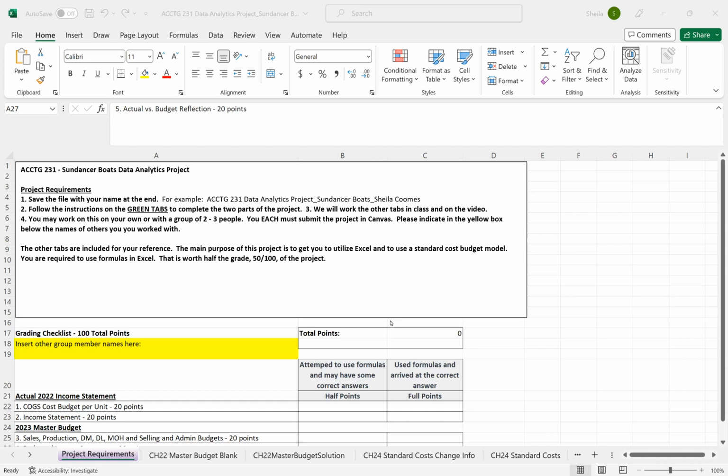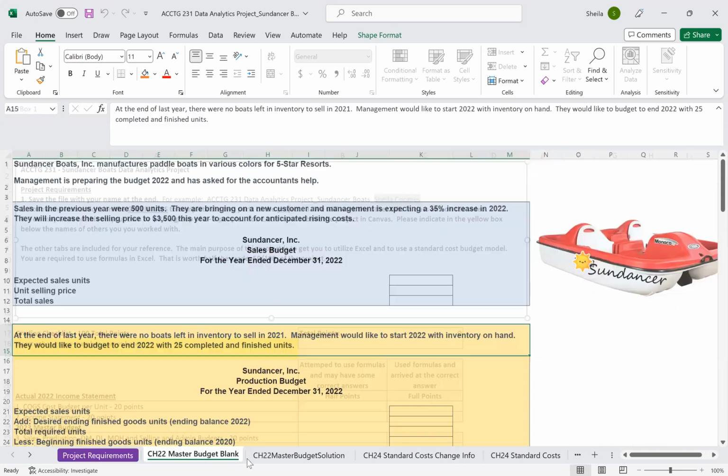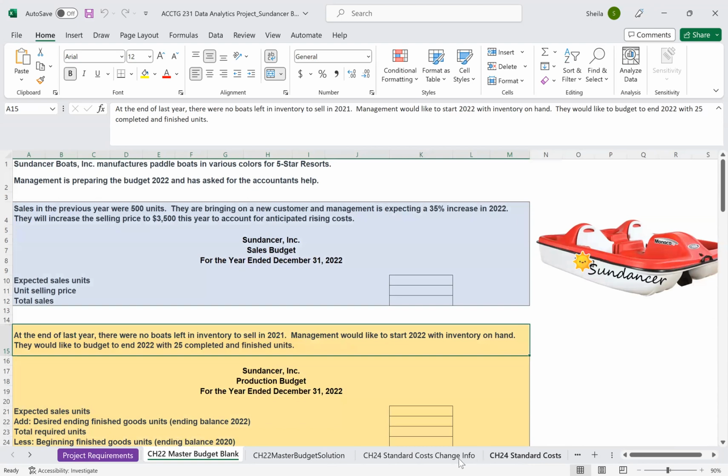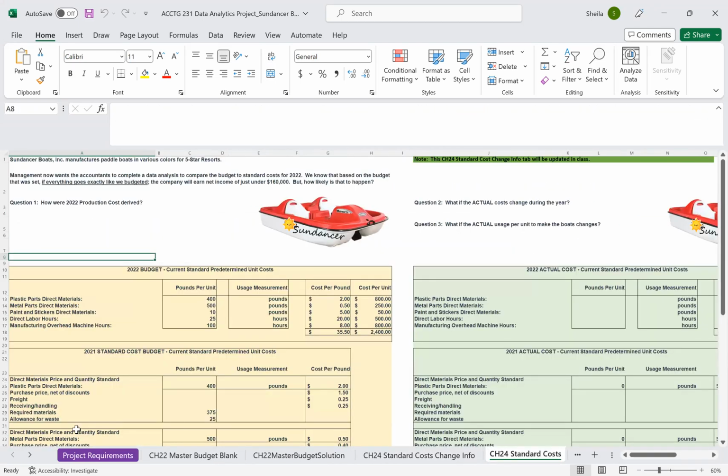So before we get started, I essentially wanted to show you, once you get this file downloaded from your assignment, please make sure that you put your name at the back when you save the file, so that way I can identify whose it is when I'm grading. A couple things to mention. We're going to walk through this blank budget and the standard cost change information and the standard cost files, or I'm sorry, tabs in the file.